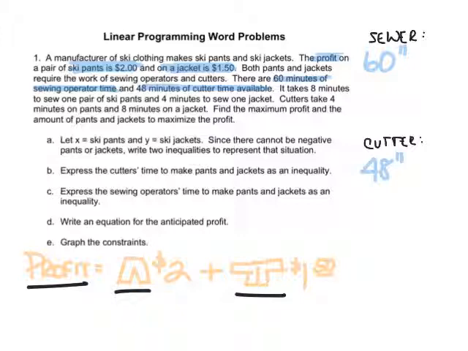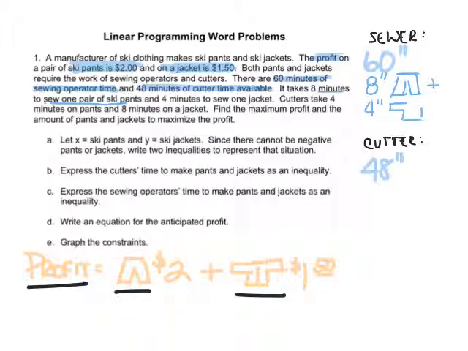So I'm going to go back up here to the top. It takes 8 minutes. Let me make this a little bit smaller writing and change the color just a little bit. Here we go. 8 minutes to sew a pair of pants. So it takes 8 minutes to sew a pair of pants. Isn't that what it tells me? 8 minutes, sew a pair of pants. Yep. And 4 minutes to sew a jacket.